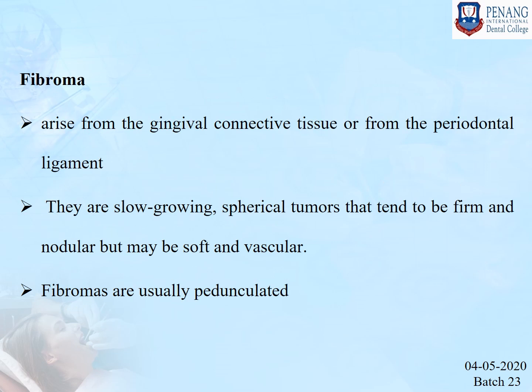Then comes fibroma. Fibroma arises from the gingival connective tissue or from the periodontal ligament. They are slow-growing spherical tumors that tend to be firm and nodular but may be soft or vascular. The fibromas are usually pedunculated.